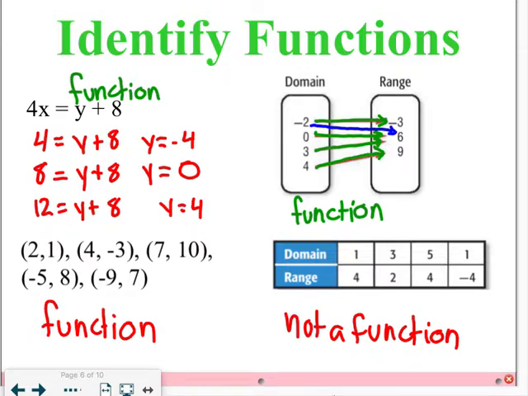So this first example is a function. Each of our x values is paired with exactly one y value. There was no repeats within the x. The second one is not a function. If you look at this first one, x of 4 gets paired with y of -4. Or excuse me, x of 1 gets paired with y of 4. The last value has x of 1 getting paired with y of -4. So same x, different y means that it's not a function.